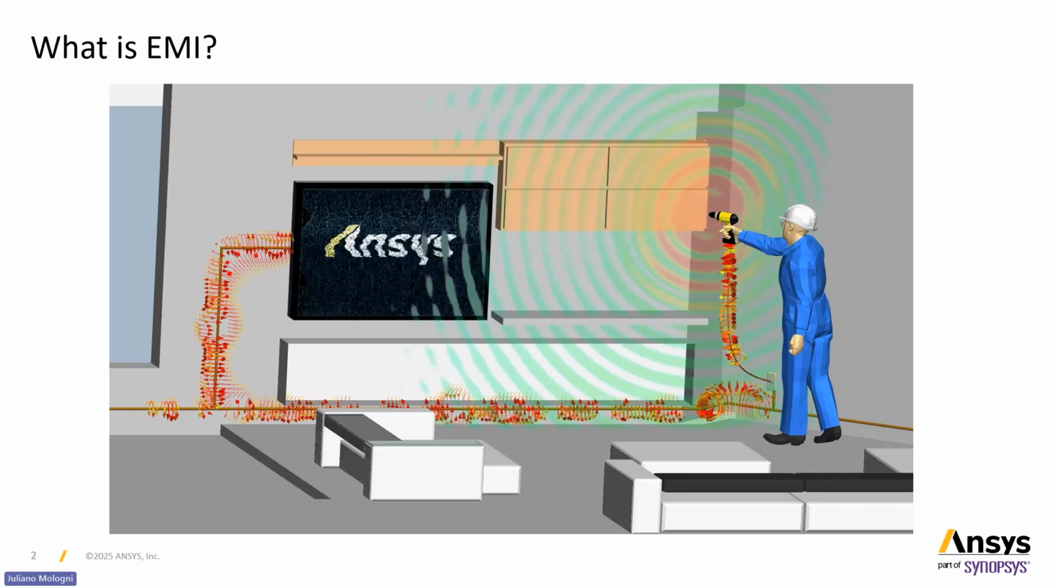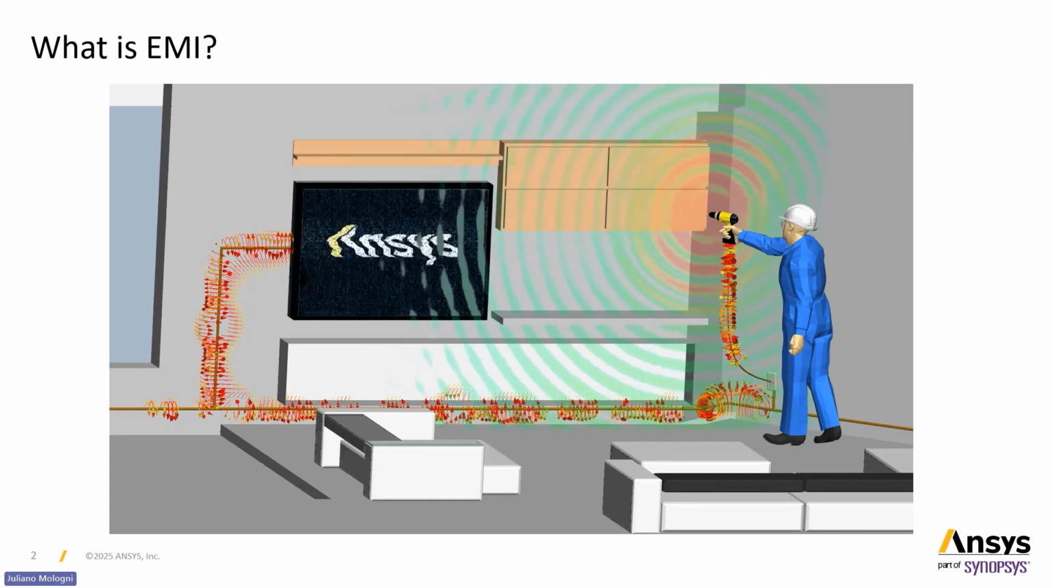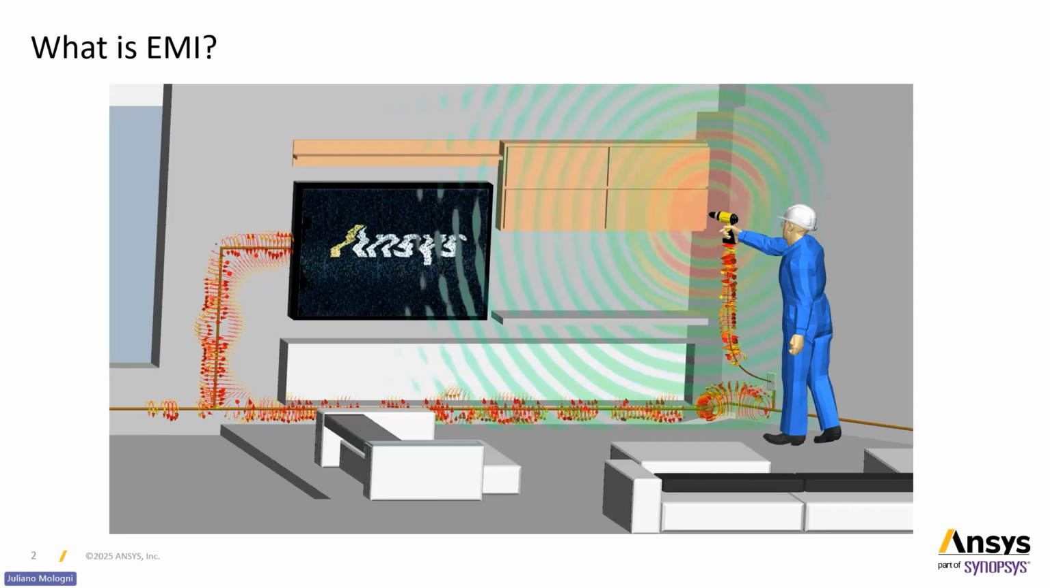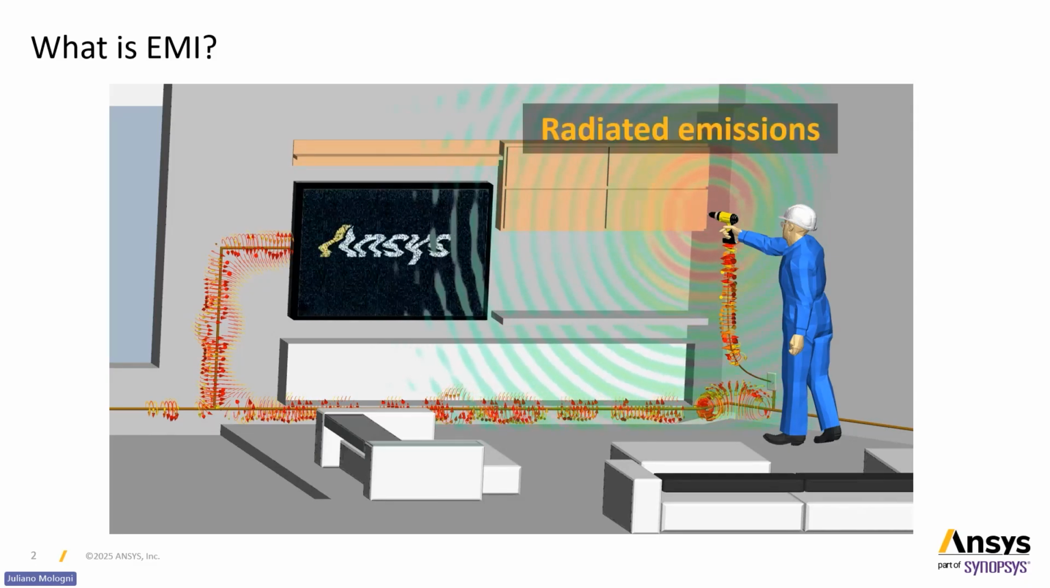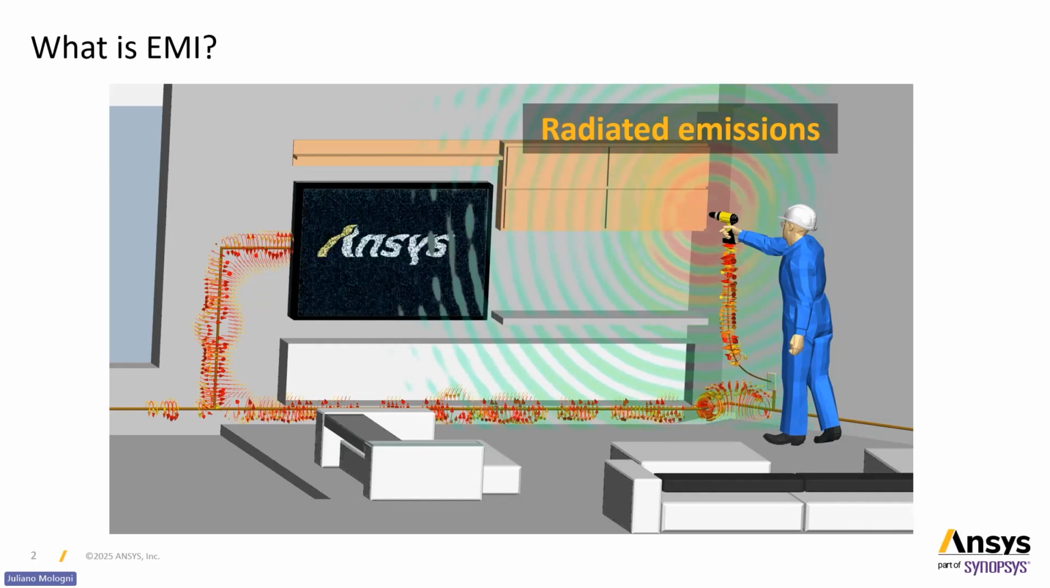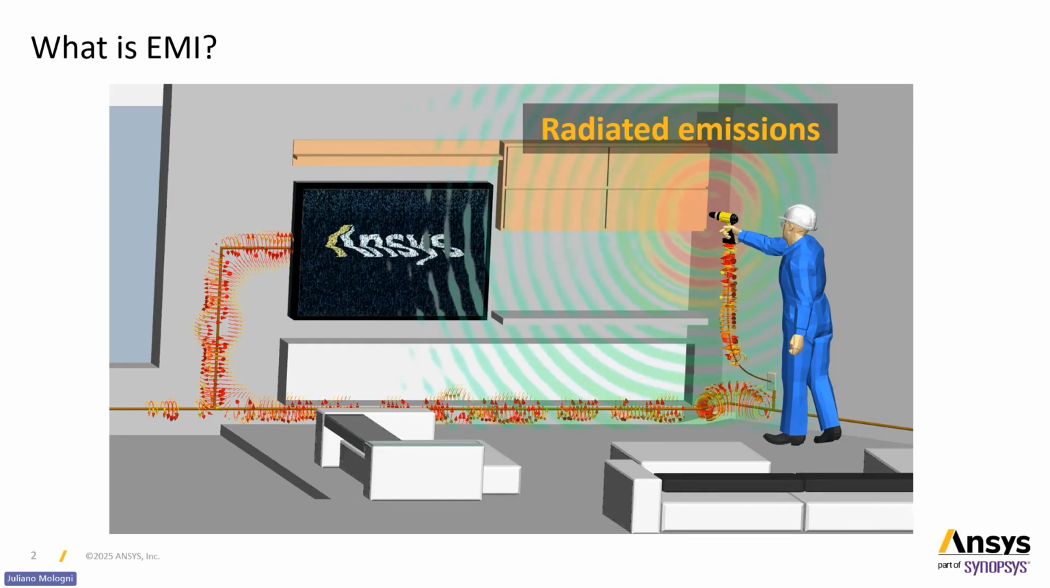Here we have a person holding a driller, right? And we have a TV. And as you can see here in the TV, the image is very noisy, right? And that's because of electromagnetic interference. And then we have basically two mechanisms in here. One is radiated emissions. You can see electromagnetic fields being radiated from that driller, right?